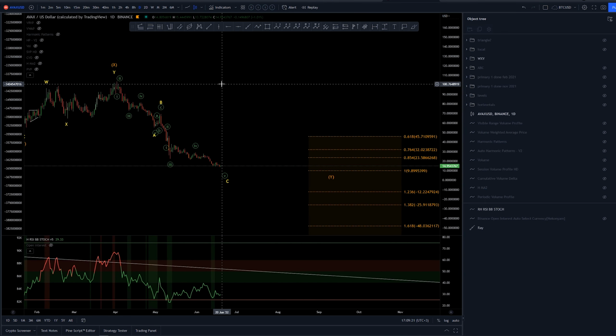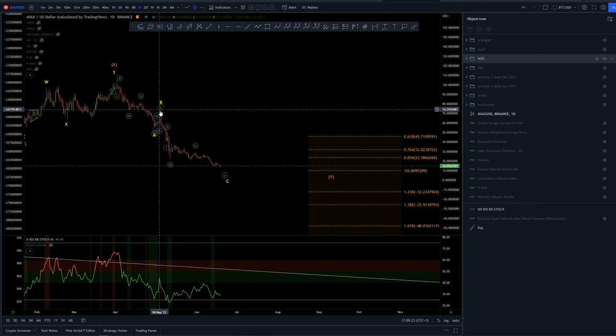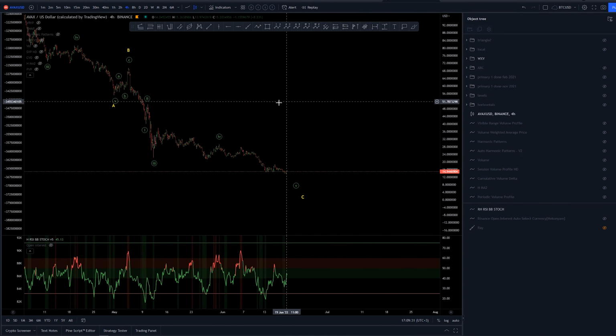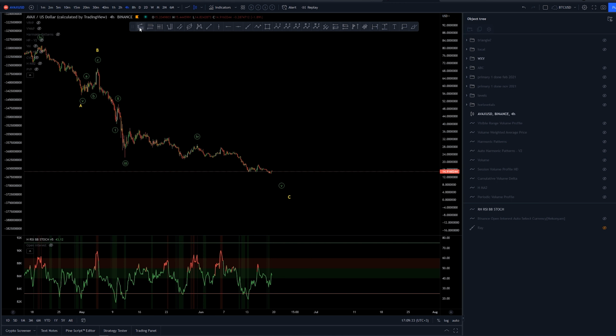Inside wave Y we would have again 3 waves in which we would have already completed a possible 1, 2, 3 and 4, and now looking for the 5th here. Let's zoom in a bit. So this is the possible scenario here.